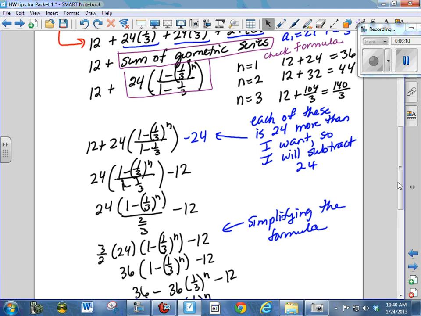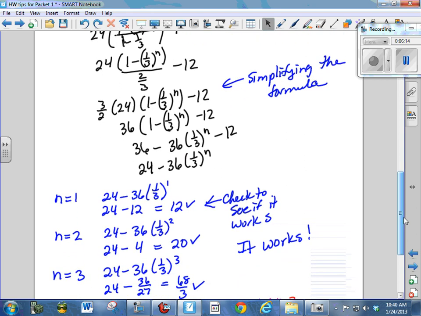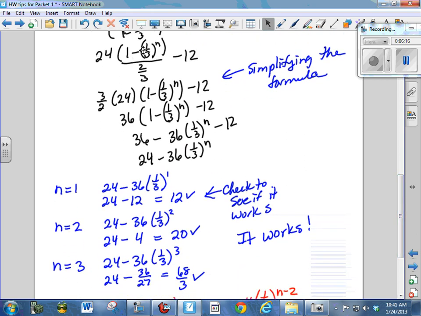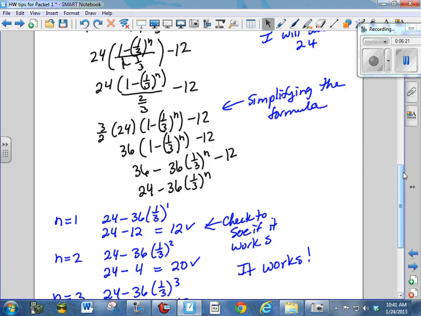And then I started simplifying the formula because I know the formula in the back didn't look anything like this. So 1 minus 1/3 in the denominator here gives me 2/3. And so when you divide by the 2/3, it's the same as multiplying by 3/2. So I multiplied 24 by 3/2 and got 36. And then I distributed the 36. So I have 36 minus 36 times 1/3 to the n minus 12. And then I got 24 minus 36 times 1/3 to the n.